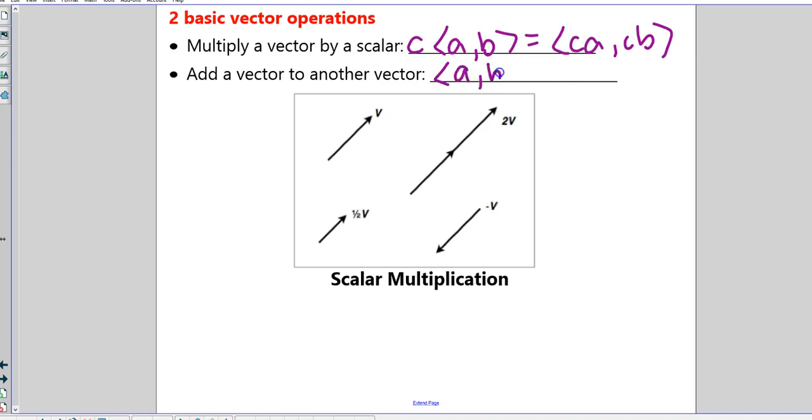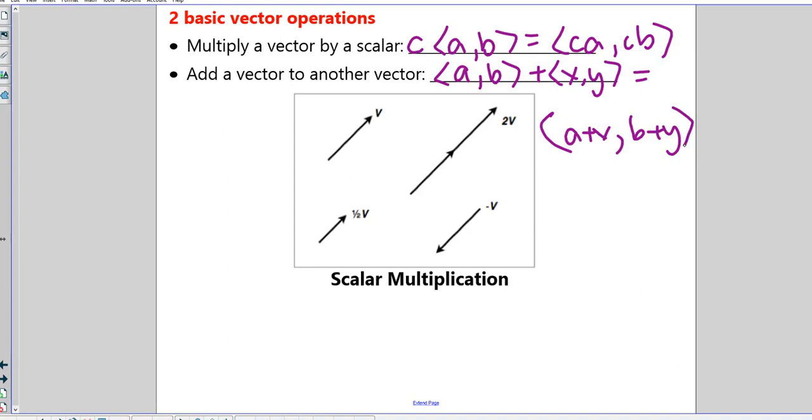If I want to add two vectors, let's say ab plus xy, how do you think we do that? Add the x components, add the y components, right? Not a big deal. I've got an example of scalar multiplication, what happens graphically.